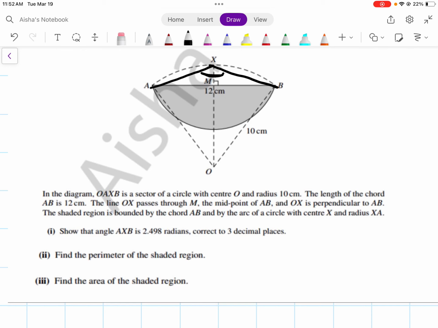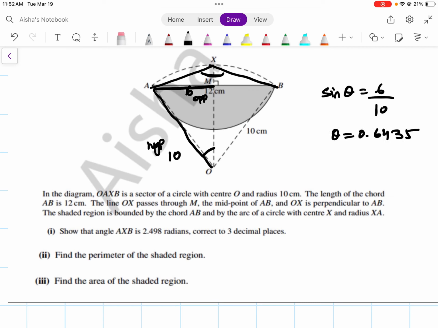Okay. If this is 12, this is 6. And this is 10. I'll find out this angle first. With respect to this, this is opposite. This is hypotenuse. Sine theta is 6 upon 10. Sine inverse 0.6 will give me theta as 0.6435. So this is 0.6435.